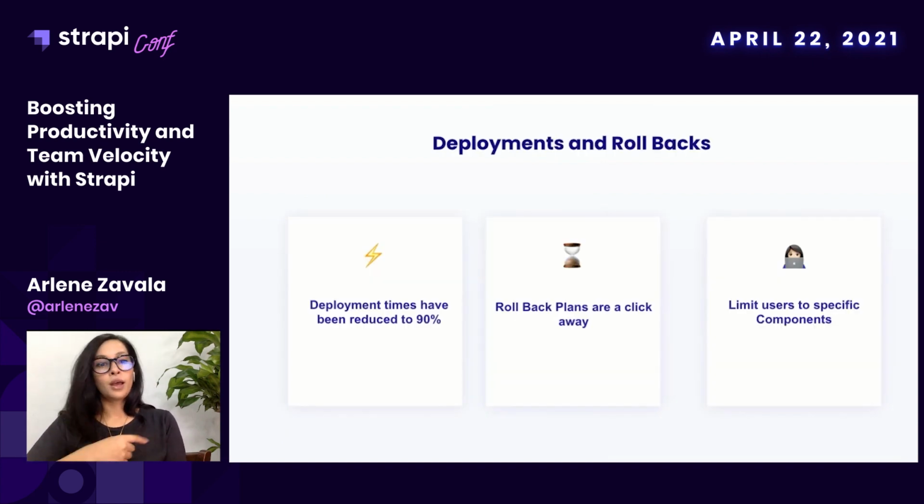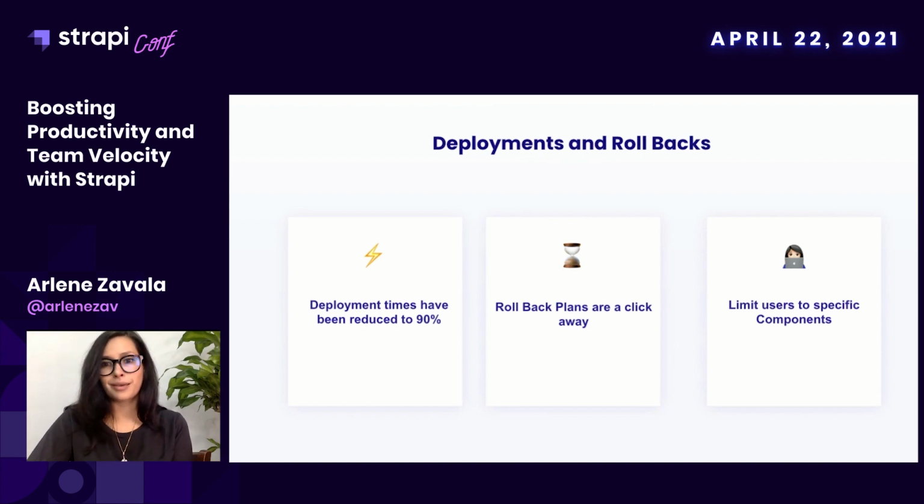Deployments and rollbacks. Okay, this is a cool one. Deployment times have been reduced by 90%, which is pretty awesome since we're talking about a website that has over 100 pages. This used to be a little bit time consuming, because even if we were changing an image, we would have to deploy the changes on each of the servers in order for us to see the image on our website. So that has changed hand in hand with the rollbacks. So rollback plans are a click away.